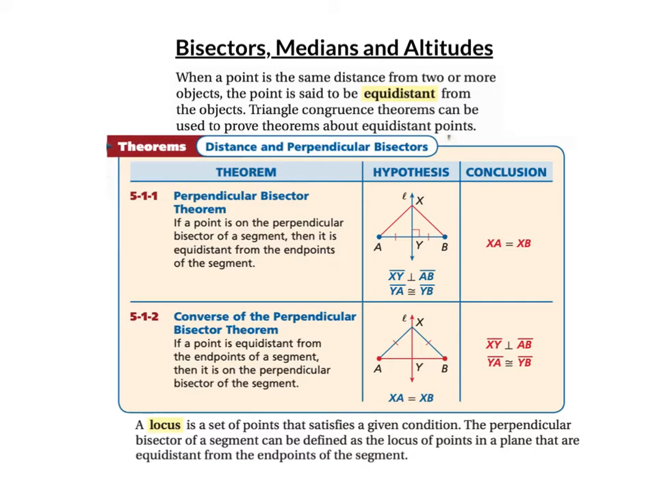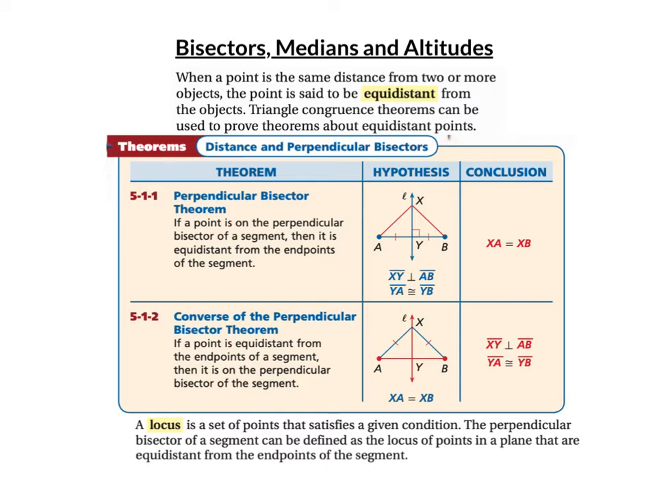Bisectors, medians, and altitudes. So we have a few theorems here and some vocab that we need to be aware of. The first term is equidistant. Things are equidistant if they're the same distance from each other. It says that when a point is the same distance from two or more objects, that point is said to be equidistant. That's equal and distant put together.